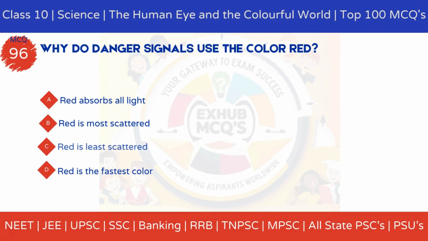MCQ 96. Why do danger signals use the color red? Option A, red absorbs all light. Option B, red is most scattered. Option C, red is least scattered. Option D, red is the fastest color.